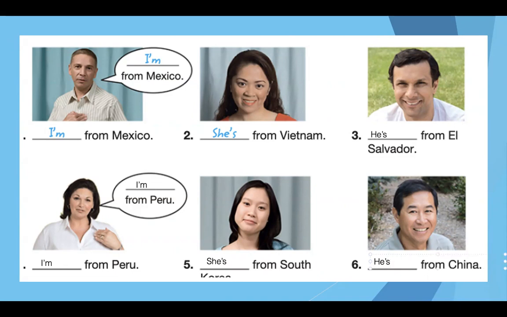I'm from Mexico. She's from Vietnam. He's from El Salvador. I'm from Peru. She's from South Korea. He's from China.